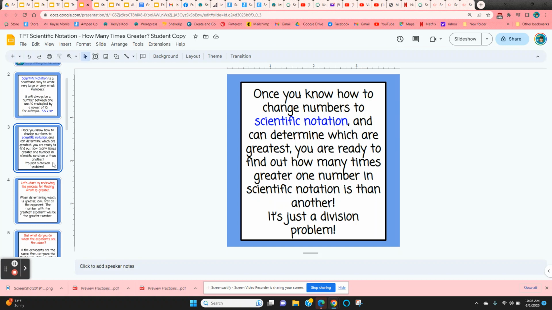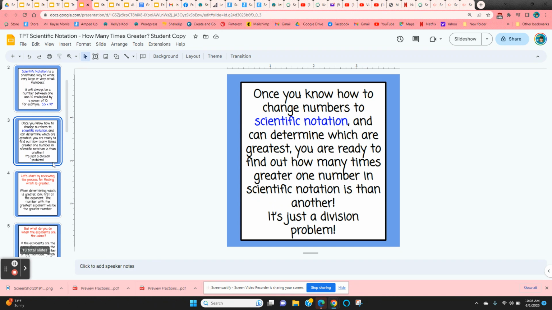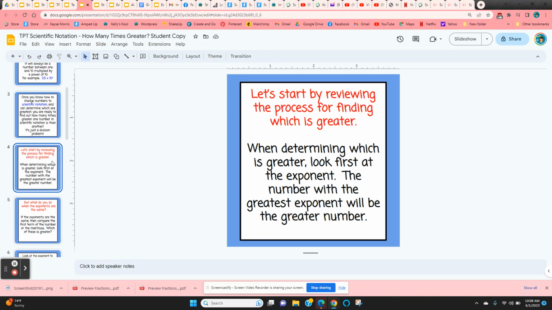And then it explains that to find out how many times greater one number is than the other is just a division problem. So we're just going to take the larger number and divide by the smaller. So it starts with a review of finding which is larger.